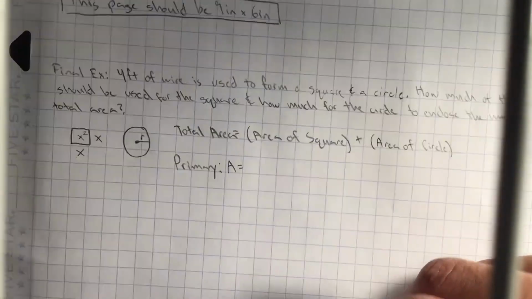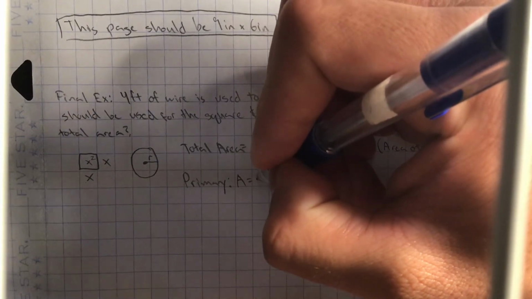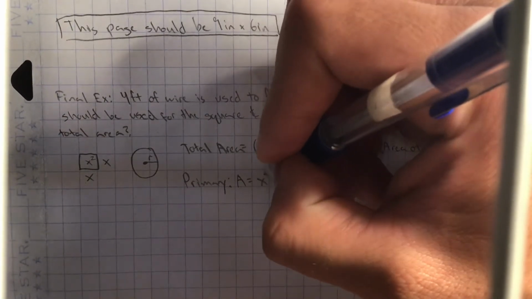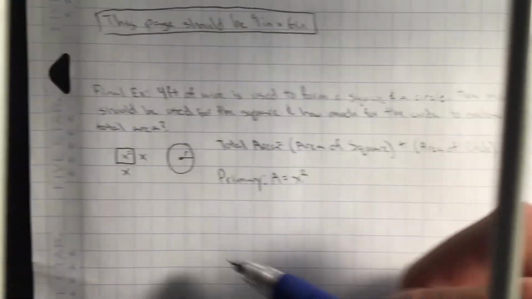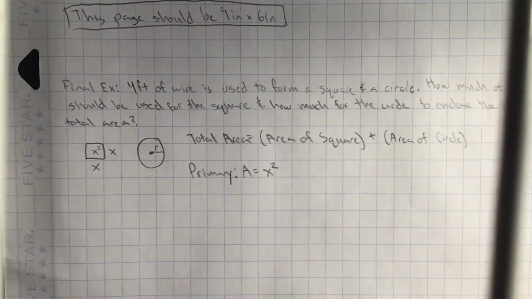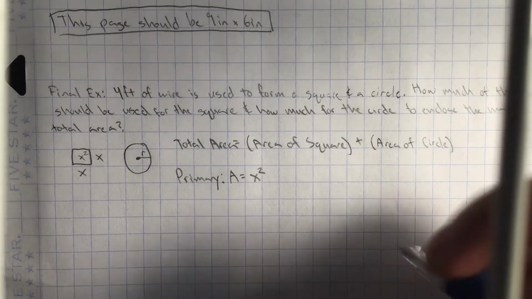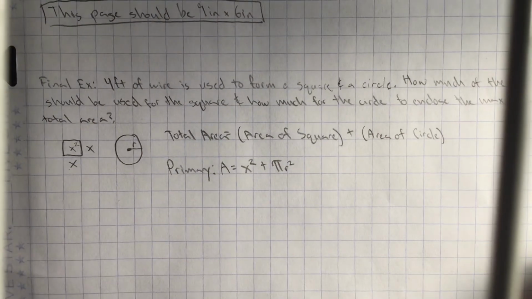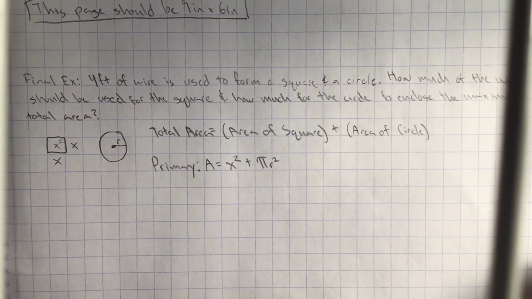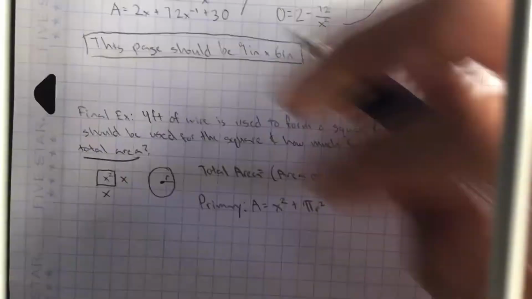Area equals the area of a square. We know that the area of a square is length times width, which can also be written as x squared or s squared, depending on how you look at it, but for our sake it's x squared. And the area of a circle is pi r squared. So that's our primary equation, because we're looking for the total area.